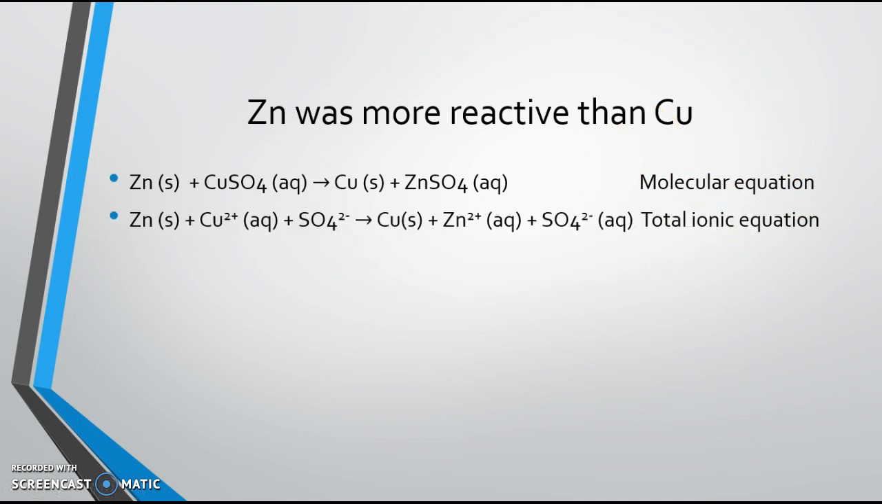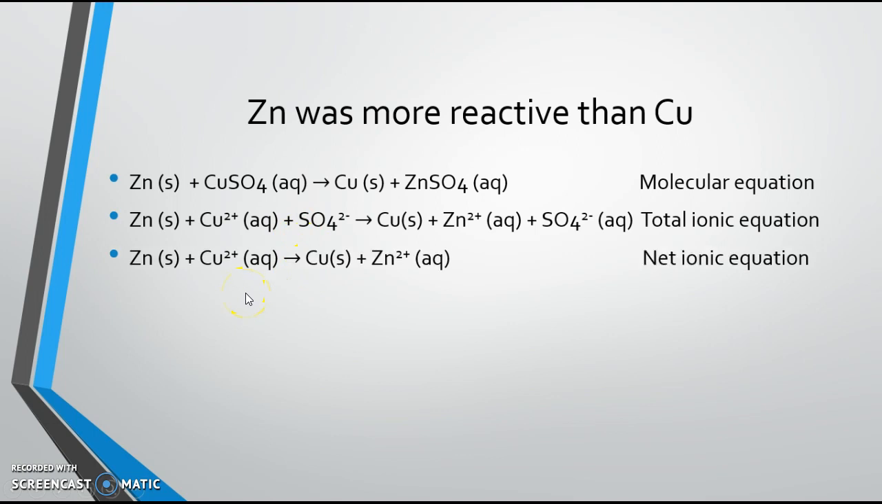We also learned earlier in this unit that you can write a total ionic equation, which means that if you have an ionic compound that is aqueous, it doesn't stay together, it splits apart into the cation, copper 2 plus, and the anion, sulfate 2 minus.